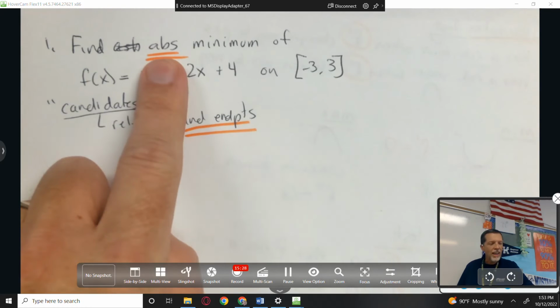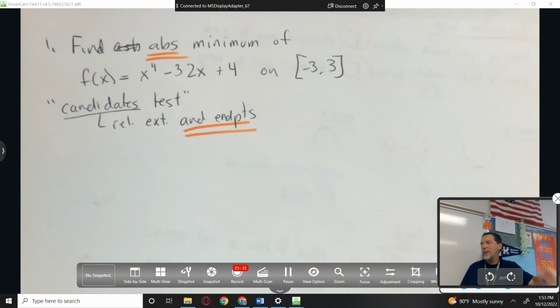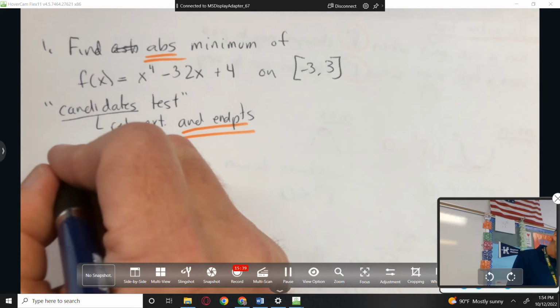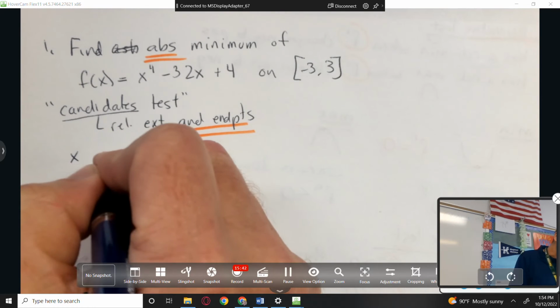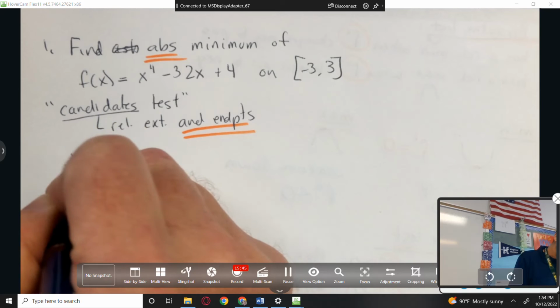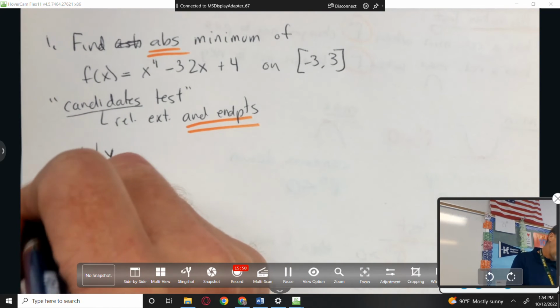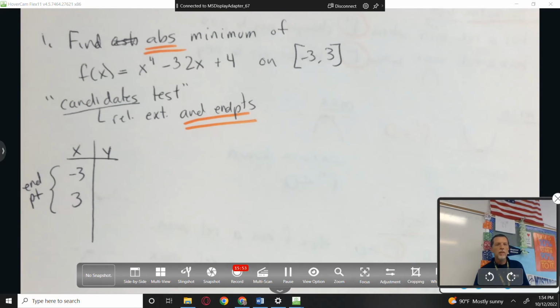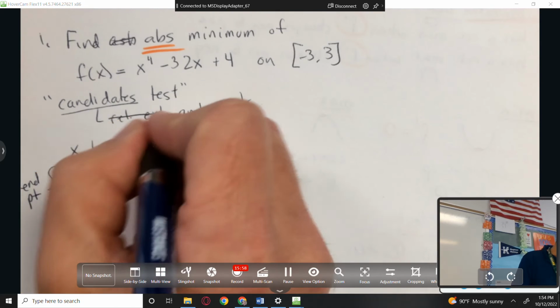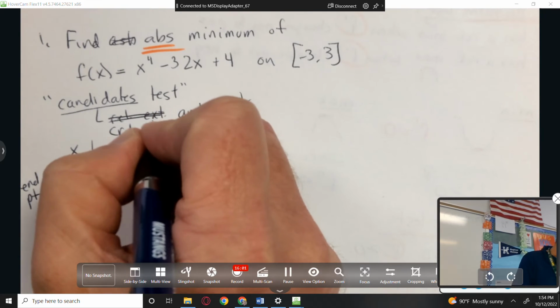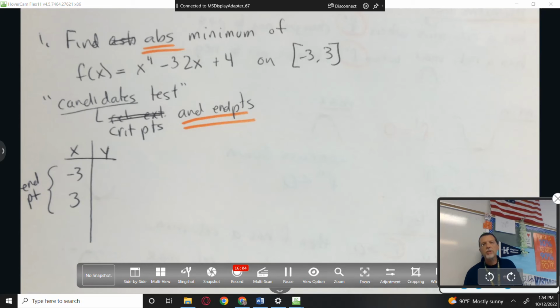If it says find the absolute, so many students know how to take a first derivative, set it equal to 0, and figure out if it's a max or a min, but you got to check the endpoints. And really, it's just a table of values. So -3 and 3 are on there because those are my endpoints. But I also need to check, I don't know if they're relative extrema or not, so instead of calling it that, let's call them critical points. Let's check the critical points and the endpoints.